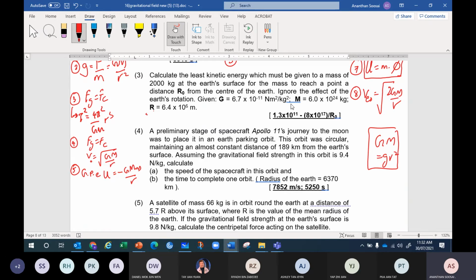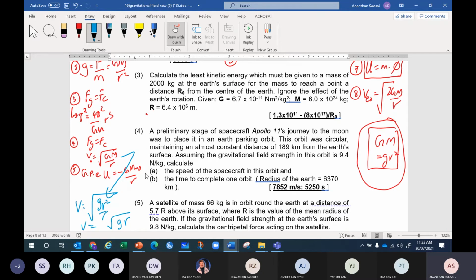So what do you do? What I told you to do? You have to use this substitution. GM can be replaced with gR squared. So the fourth equation can be changed to what? V equals root of GM, with GM replaced by gR squared, over R. So the orbital speed takes another new form, which is what? V equals root of gR.